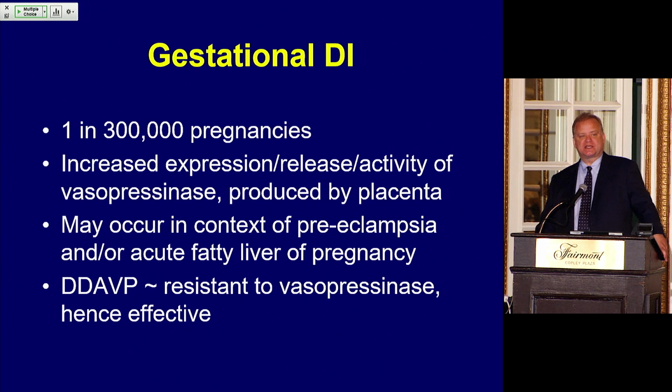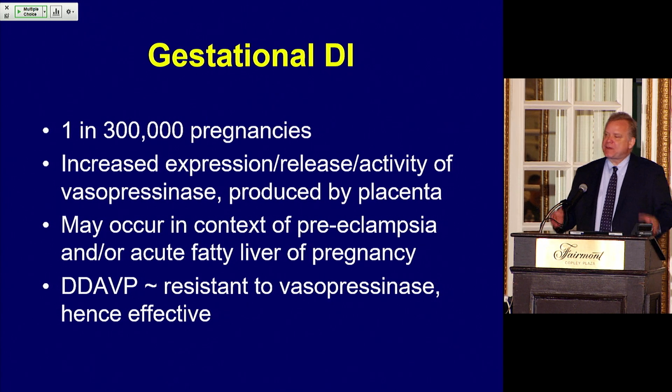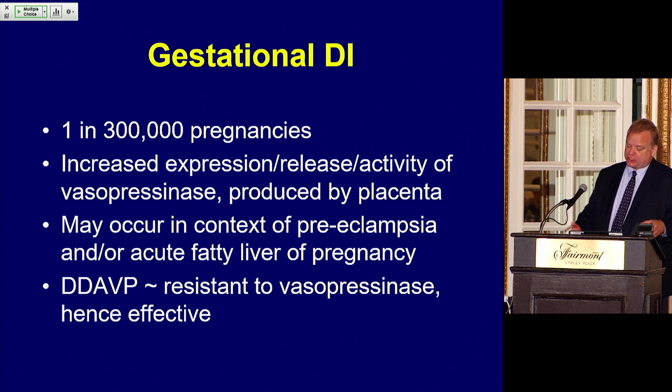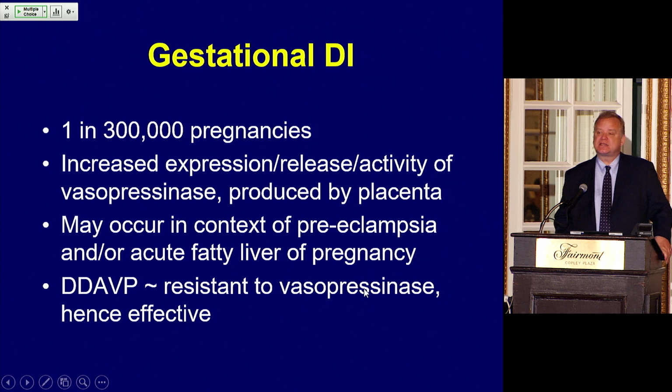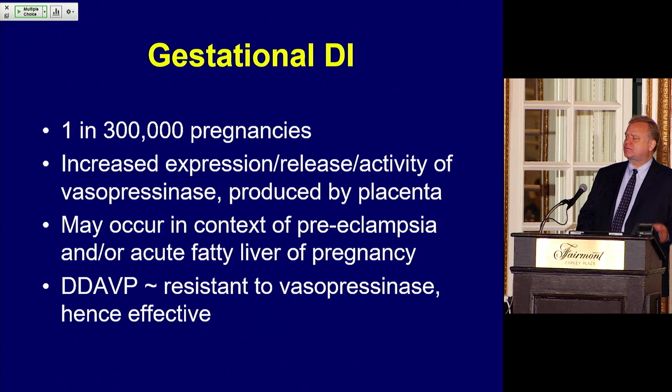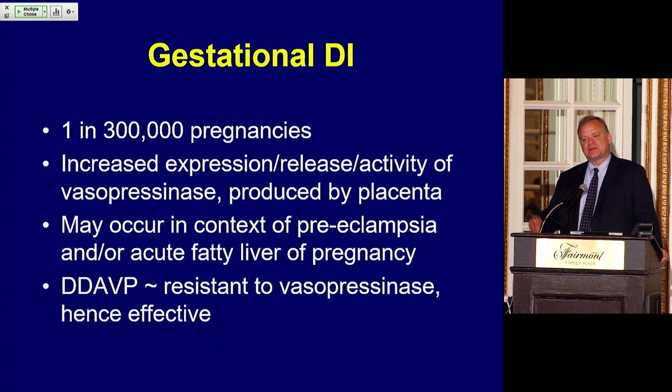Gestational DI is a very interesting cause. It's about 1 in 300,000 pregnancies. These patients have an increased activity, expression, and release of the vasopressinase that's produced by the placenta. And this may occur in the context of preeclampsia and/or acute fatty liver of pregnancy. These patients will respond to DDAVP because it's resistant to the vasopressinase and hence effective. One of the interesting things is you'd think that this phenotype would disappear very quickly after pregnancy, but it actually can last for 2 or 3 months after pregnancy. So these patients may need DDAVP therapy for quite some time.